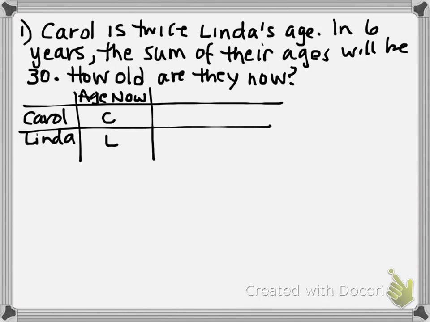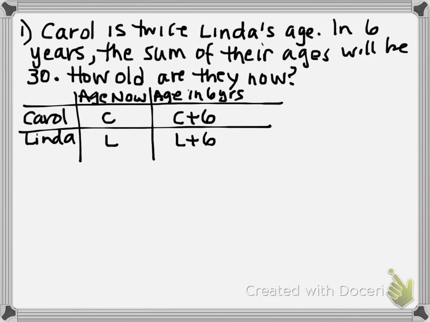Trent. Okay, so when I make my next column, I'm going to write age, and I'm going to be very specific. In 6 years. So if Carol is C right now, how old will she be in 6 years? Yeah, you guys told me I'm going to add, so I just take her current age and I add the 6 to it. And then what would Linda be?